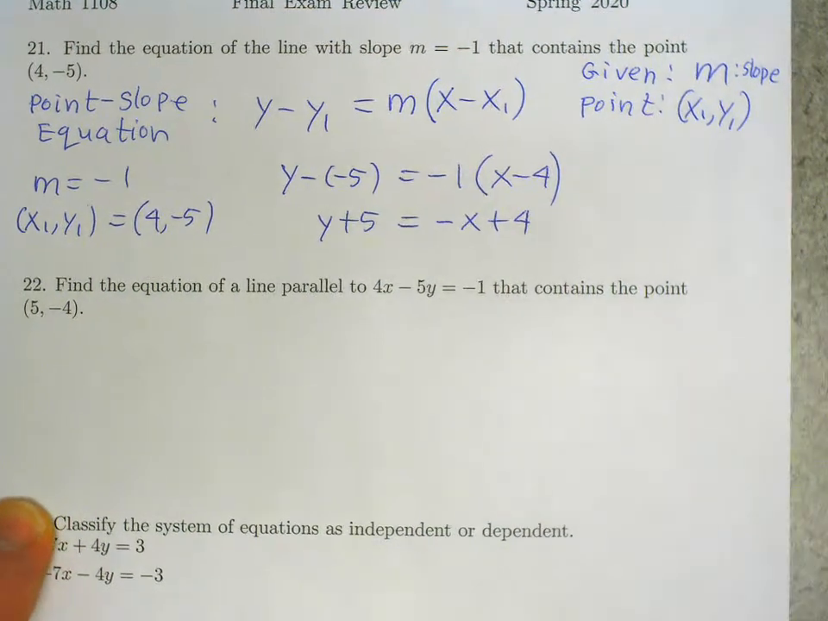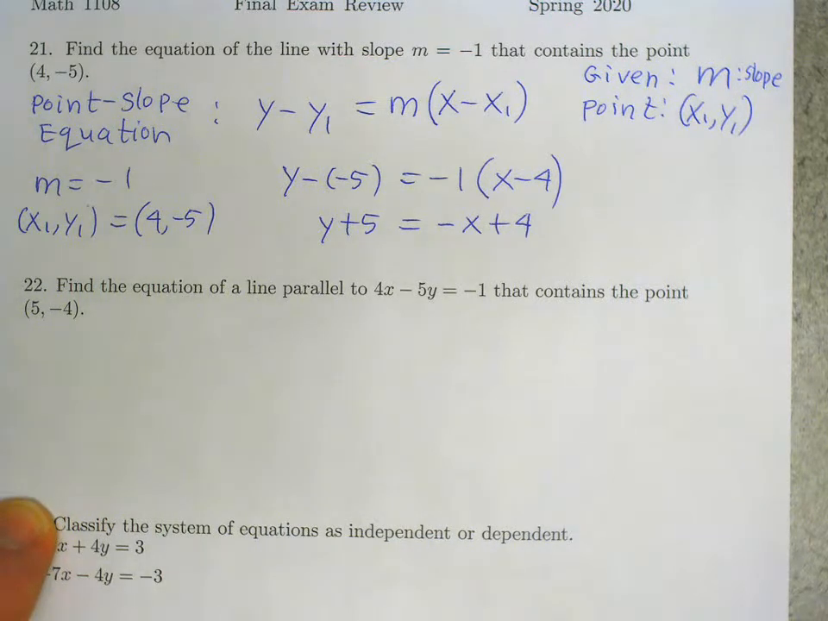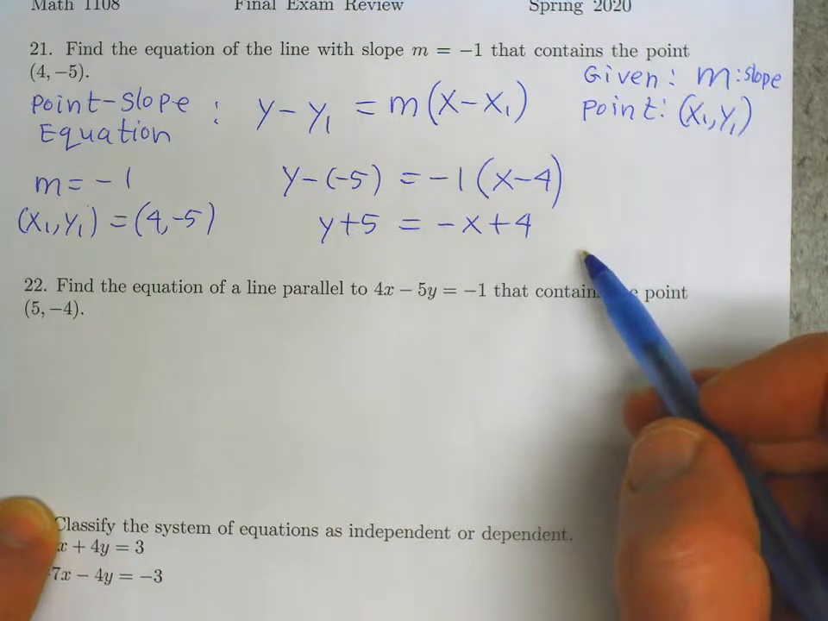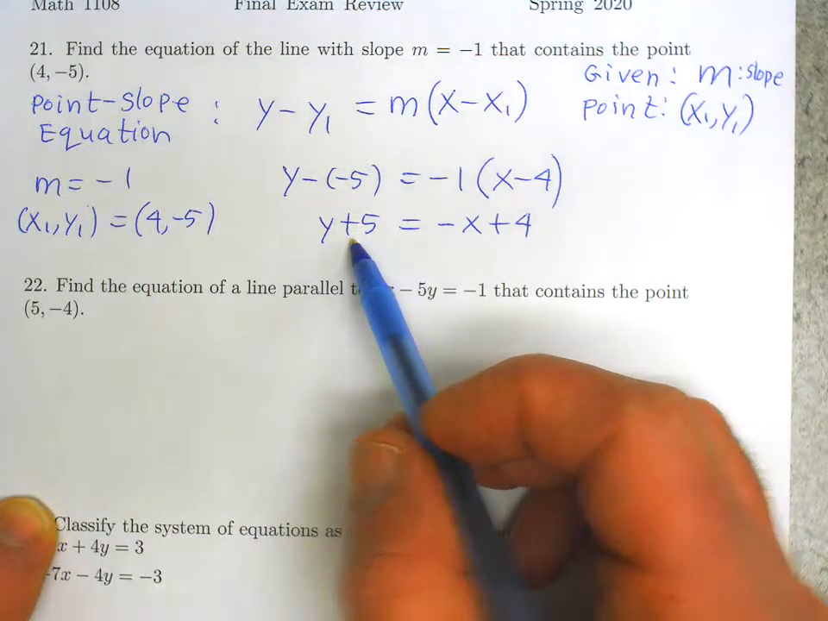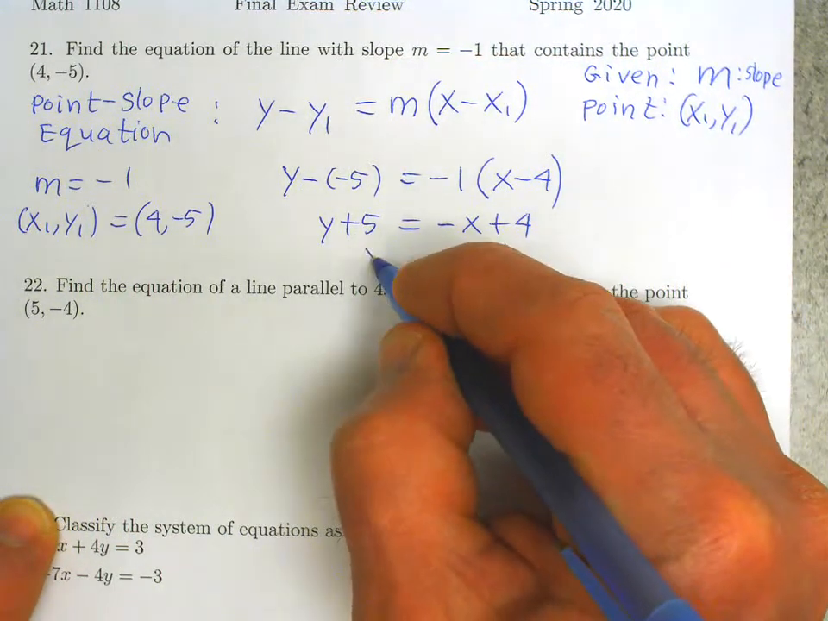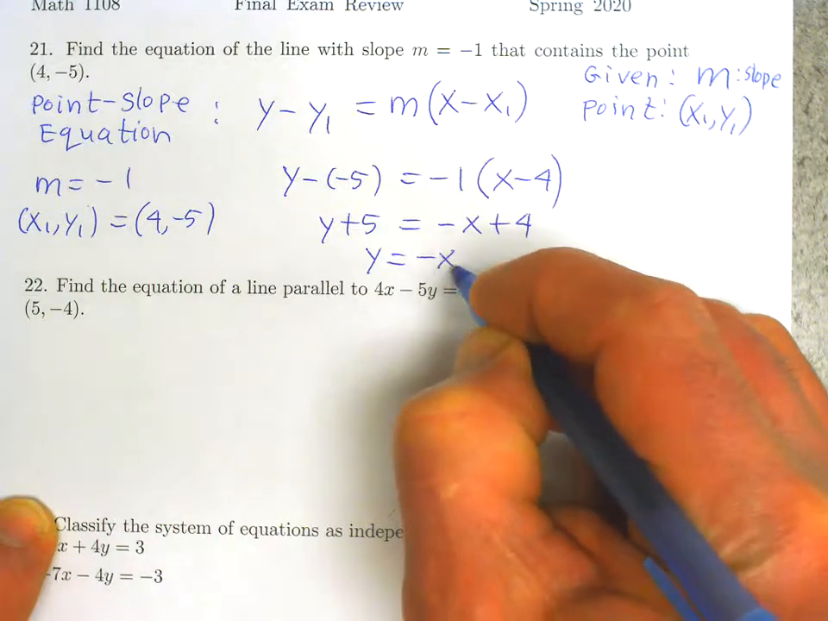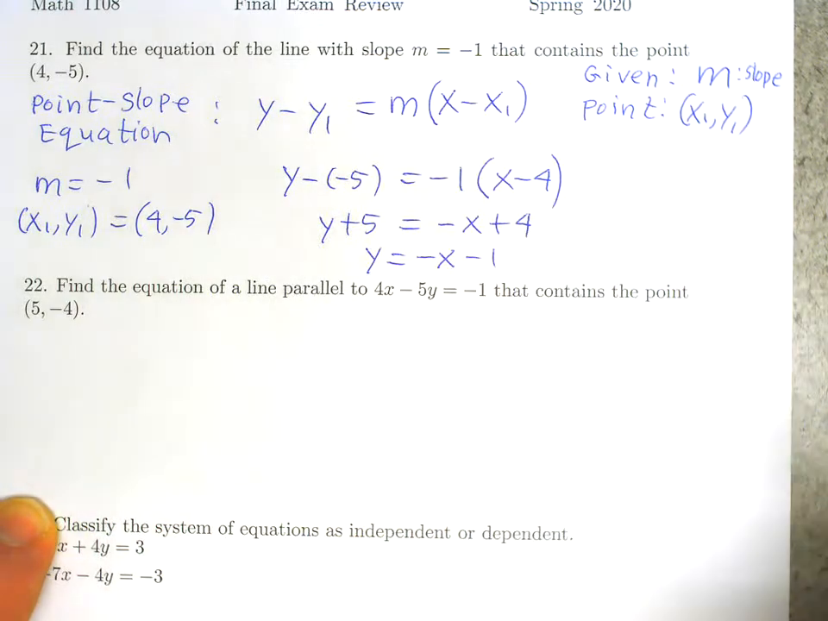but make sure you do whatever the directions say on a Newton final exam problem. If it asks for the slope-intercept form, then you have to subtract 5 from both sides. So you can write y equals -x minus 1.